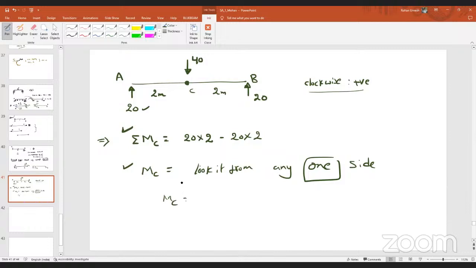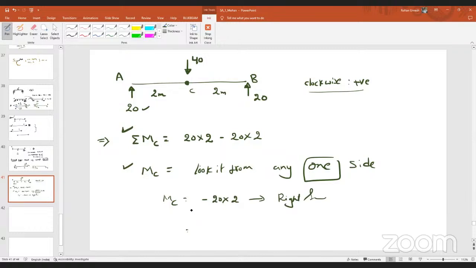If you keep your hand at C and look into the right side, how many forces are existing on the right side? Only 20, that is upward. So what is the moment at point C? 20 into 2, that is 40. What is our sign convention? If it is clockwise, you have to consider it as positive. Because of the upward 20, it will be anti-clockwise direction. So minus 20 into 2. This is what you get if you are looking from the right side.